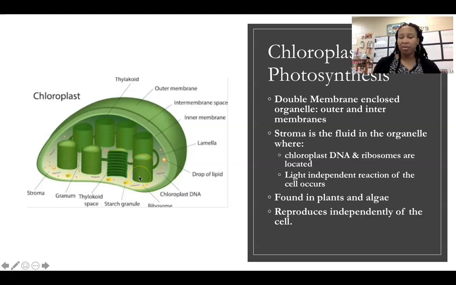But again, the important thing at this point is that it has its own DNA, which you see here. The DNA, the chromosomes, are going to be circular like those that you find in bacteria. It has its own ribosomes, which are the same size as those that you find in bacteria, and it reproduces independently of the cell through binary fission. Again, mitochondria and chloroplasts have a lot in common: that double membrane, their own DNA, their own ribosomes, and the ability to reproduce independently of the cell.